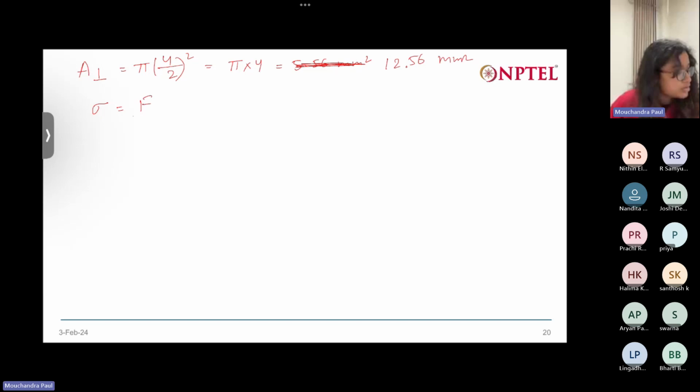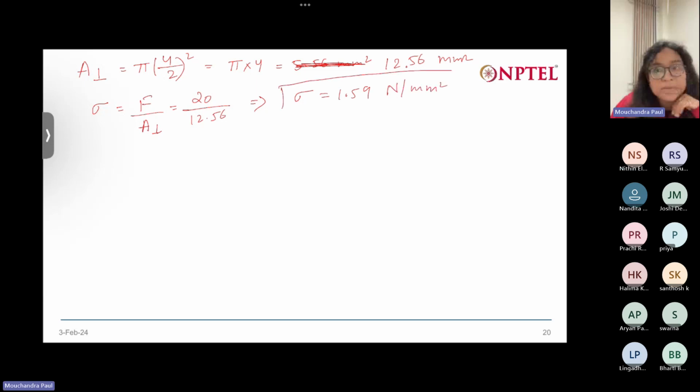So for stress, it will be the force given to us, and we have calculated the area. Force is 20 Newton, area 12.56, so stress will be, what will the stress value be? 1.59. 1.59 Newton per mm square. Fine.